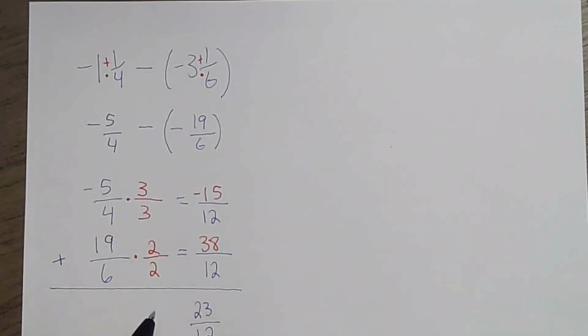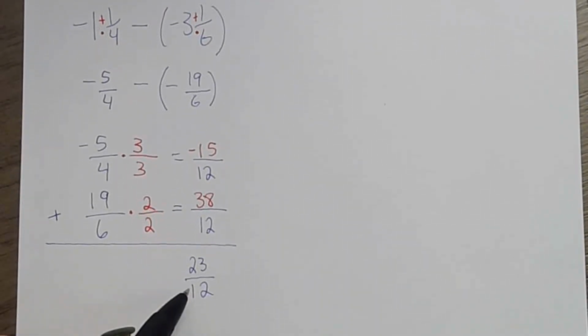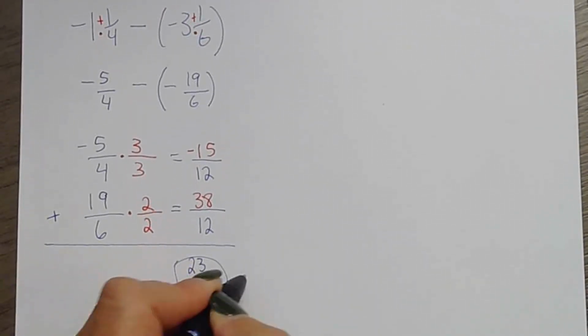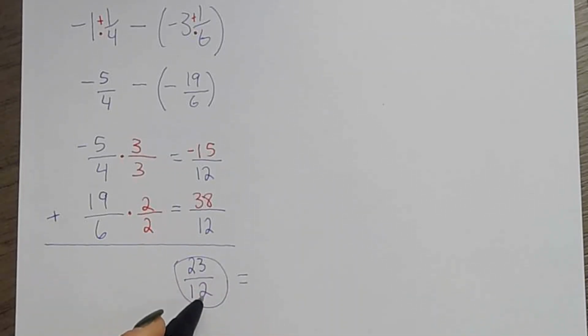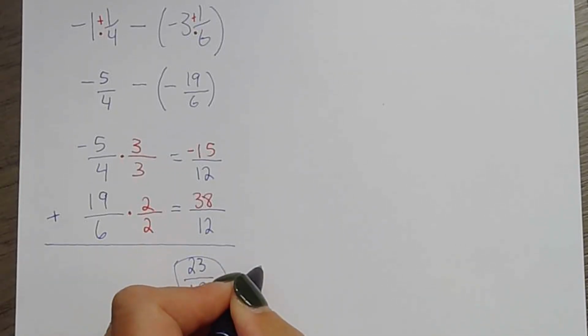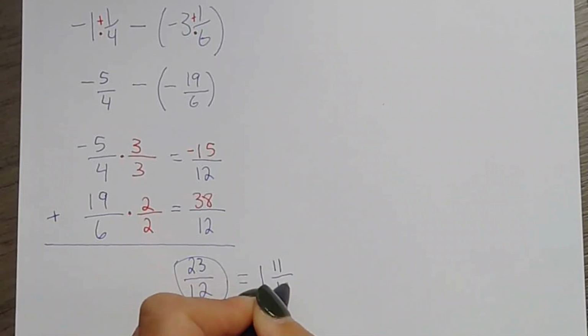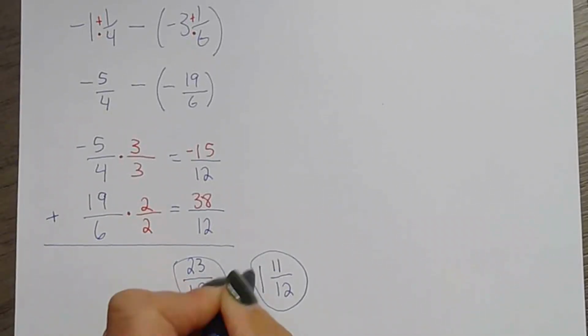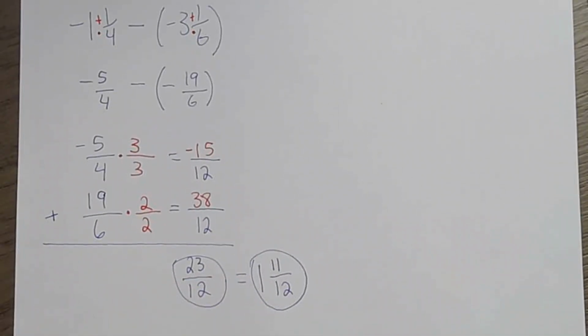I don't do anything. Now that I have like denominators, I just look at the numerators. And so I can leave that because that can't be simplified any further. Or if I want, I can simplify it by saying how many times 12 goes into 23. It goes in 1 time with 11 left over. So that would be putting it back as a mixed number, and I would take either answer.